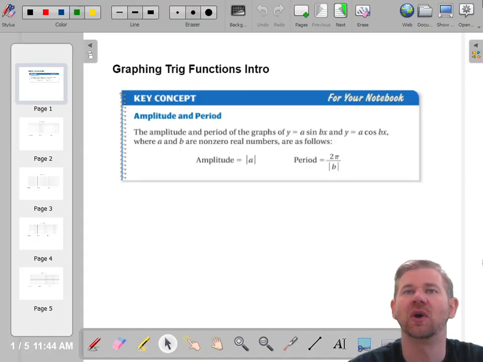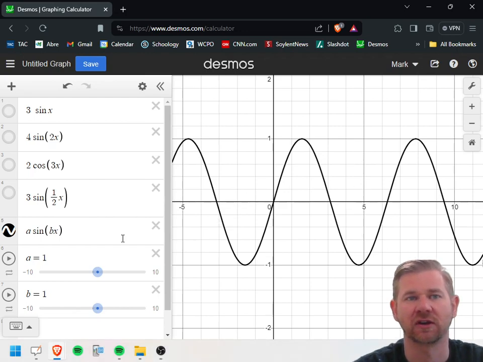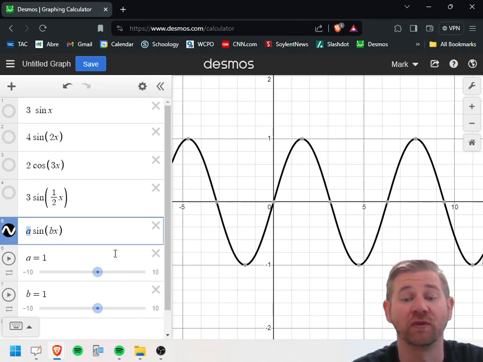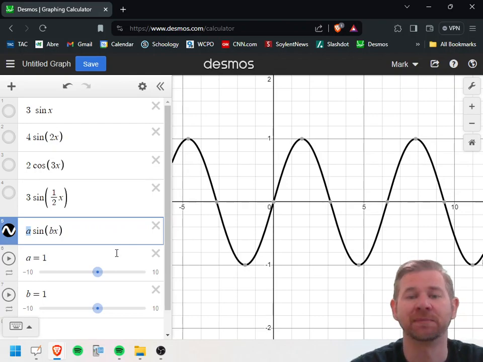Let me show you in Desmos some of the ideas that we're going to hit today, and then as we start to actually do the algebra, hopefully this helps you visualize what we're talking about. It says a times the sine of bx. The a number, the number that comes in front of the sine or cosine function we're graphing, is called the coefficient, tells you the amplitude.